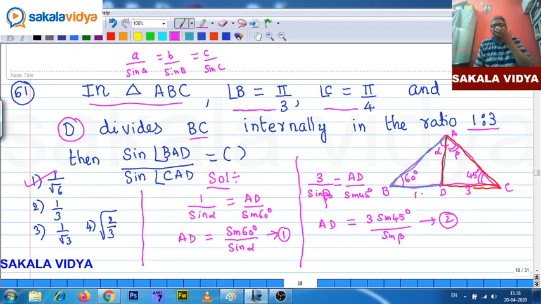For example, you say this is a by sin A. That means 1 by sin alpha. For example, you say this is b. Opposite side is b. b means AD by sin A. Next, actually these two you take. b by sin B is equal to c by sin C. b means AD by sin 45 here, equal to 3 by sin beta. Okay.